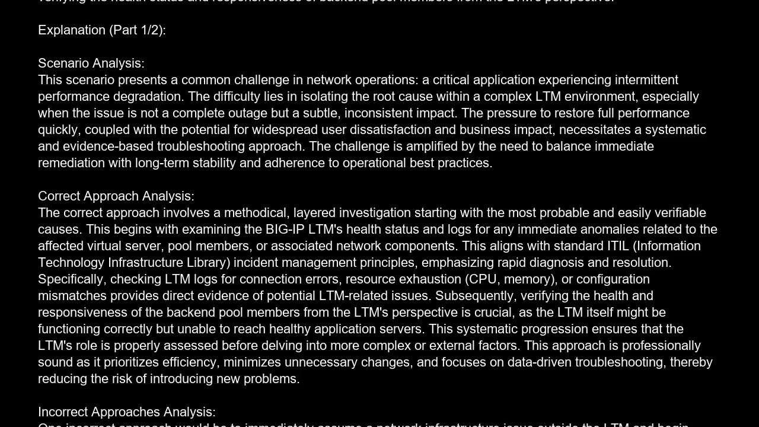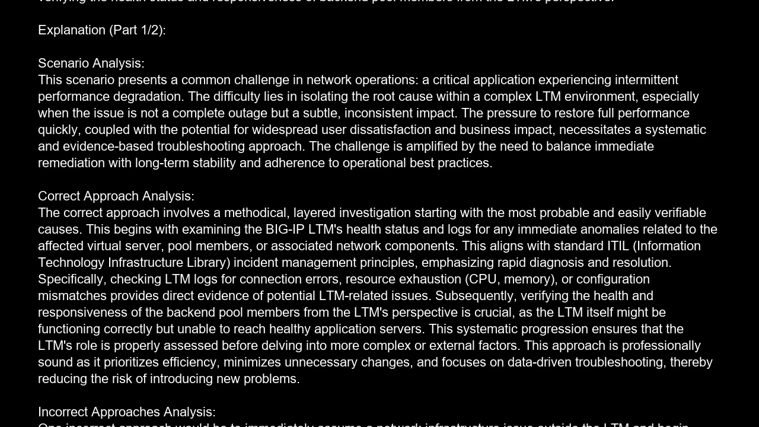Specifically, checking LTM logs for connection errors, resource exhaustion (CPU, memory), or configuration mismatches provides direct evidence of potential LTM-related issues. Subsequently, verifying the health and responsiveness of the backend pool members from the LTM's perspective is crucial, as the LTM itself might be functioning correctly but unable to reach healthy application servers. This systematic progression ensures that the LTM's role is properly assessed before delving into more complex or external factors.